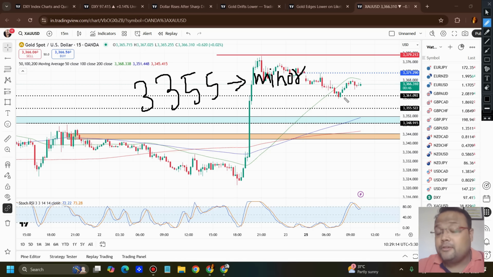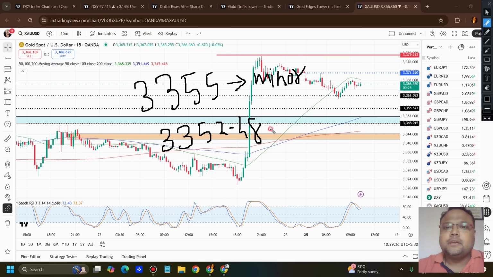It means that in case the market drops with heavy volume, this is a level that won't be able to provide support to the market. I will explain how we have derived these levels. 3355 is the first level. The best level on the chart of gold is around 3352 to 3348. This is the major support for the day. Personally, I will be looking for a buy around 52 to 48.